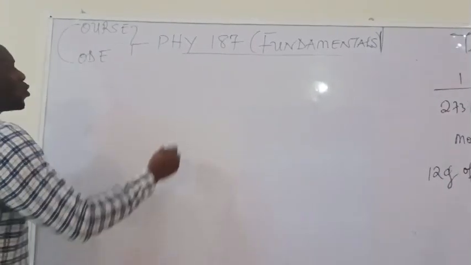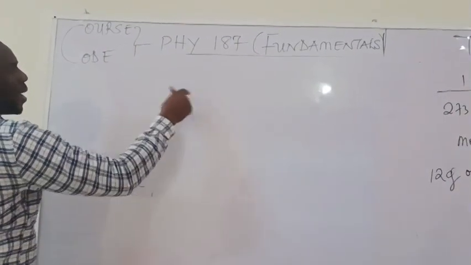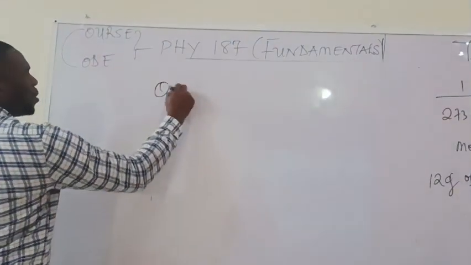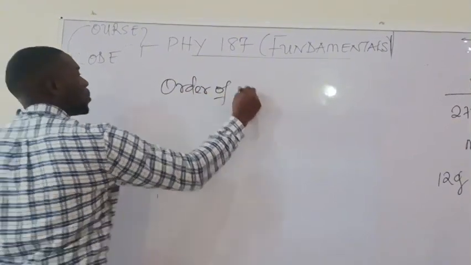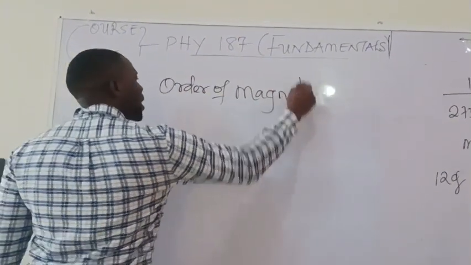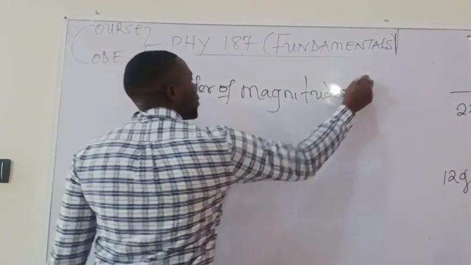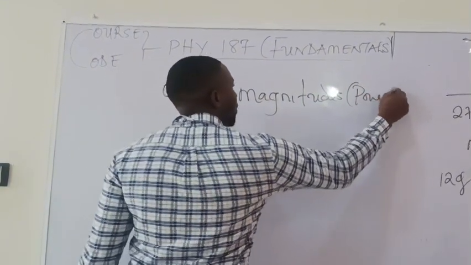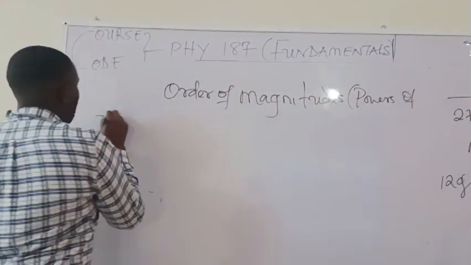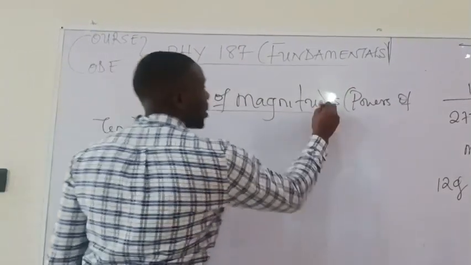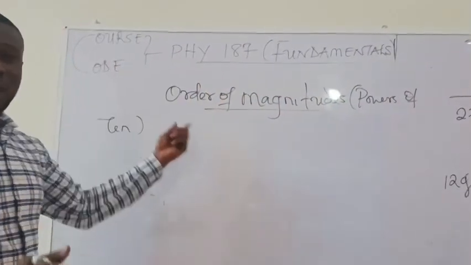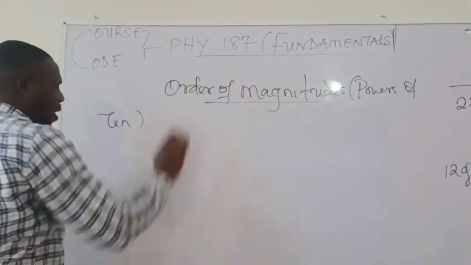Now we could quantify SI units in order of magnitude, or at times we call this the powers of 10. The English units are in base 16 and of course base 12, but SI units are in powers of 10.